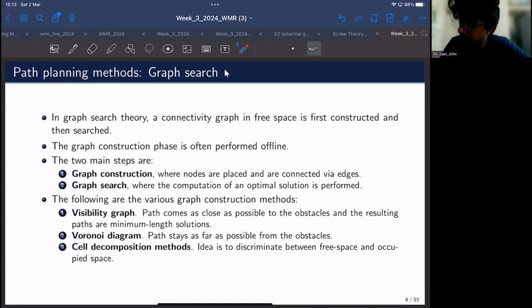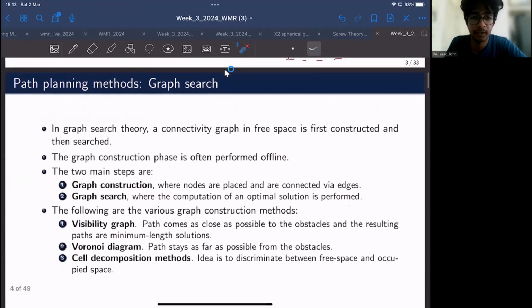So again, a path planning method basically has two subsections. One is graph construction, and the other is called graph search. We still haven't defined what each of these are. Basically, path planning methods, we call them graph search methods. In graph search theory, a connectivity graph in free space is constructed and then searched.